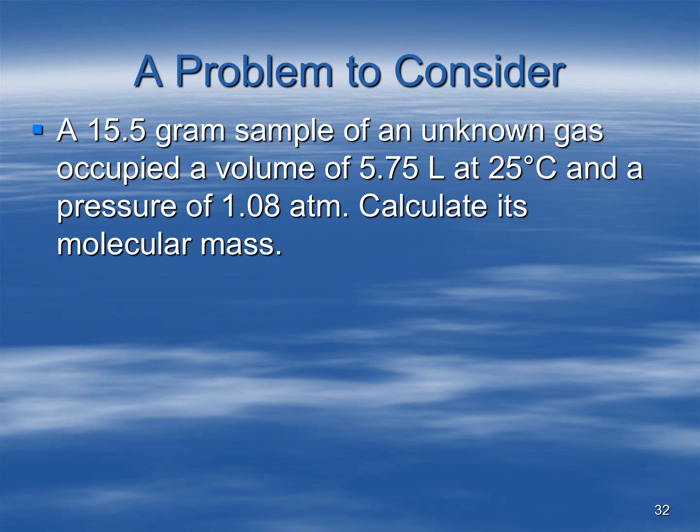So let's look at an example here. A 15.5 gram sample of an unknown gas has a volume of 5.75 liters at 25 degrees Celsius and a pressure of 1.08 atmospheres. What is its molecular mass? So we know that's our equation. We know the grams is 15.5. We know R, 0.0821. We know T, 25 degrees plus 273 is 298. And then we know P is 1.08 atmospheres and V is 5.75 liters.